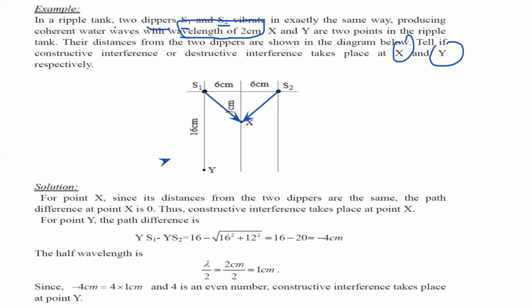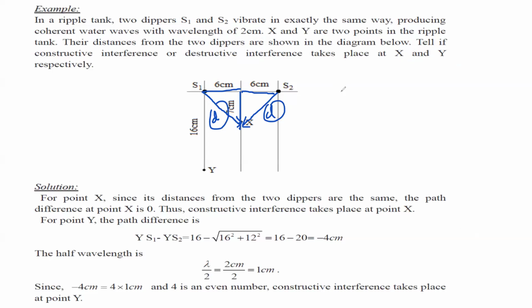So how to work out this distance? If this is 6 and this one is 7, you use the Pythagoras theorem. Even without calculation, you can say this is a hypotenuse here and this one is also a hypotenuse. So in both cases, the wave is traveling the same distance. If this distance is d, this distance will also be d, because both have the same base and the same perpendicular. So the hypotenuse will also be the same. So what is the path difference? It will be d minus d, so the path difference will be 0.